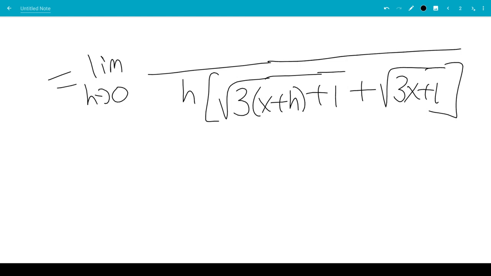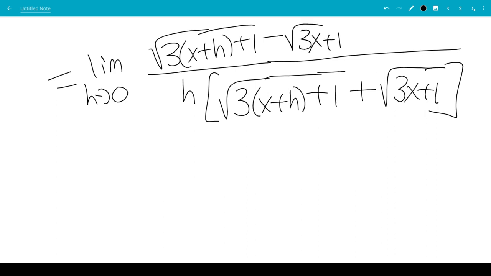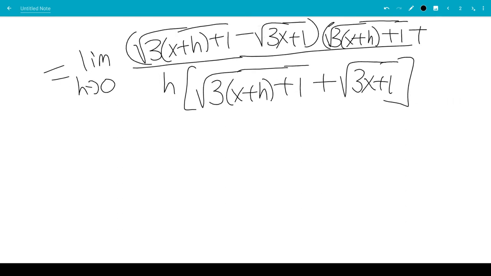On the top, we're going to get the square root of 3 times x plus h plus 1 minus the square root of 3x plus 1, times the square root of 3 times x plus h plus 1. Instead of minus, we're going to do plus the square root of 3x plus 1.